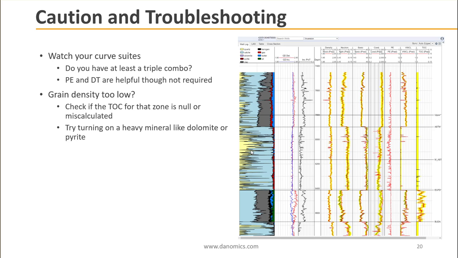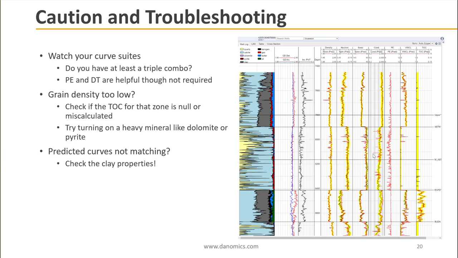If your grain density is too low, the first thing that I would check is to see if your TOC result has been miscalculated. A lot of times I notice up in the shallow hole, maybe people overestimate TOC and that throws off their grain density. Or they don't have any heavy minerals, so there's no dolomite, there's no pyrite. So the system may struggle to calculate enough density. Those are some things to check if the grain density is coming out too low.